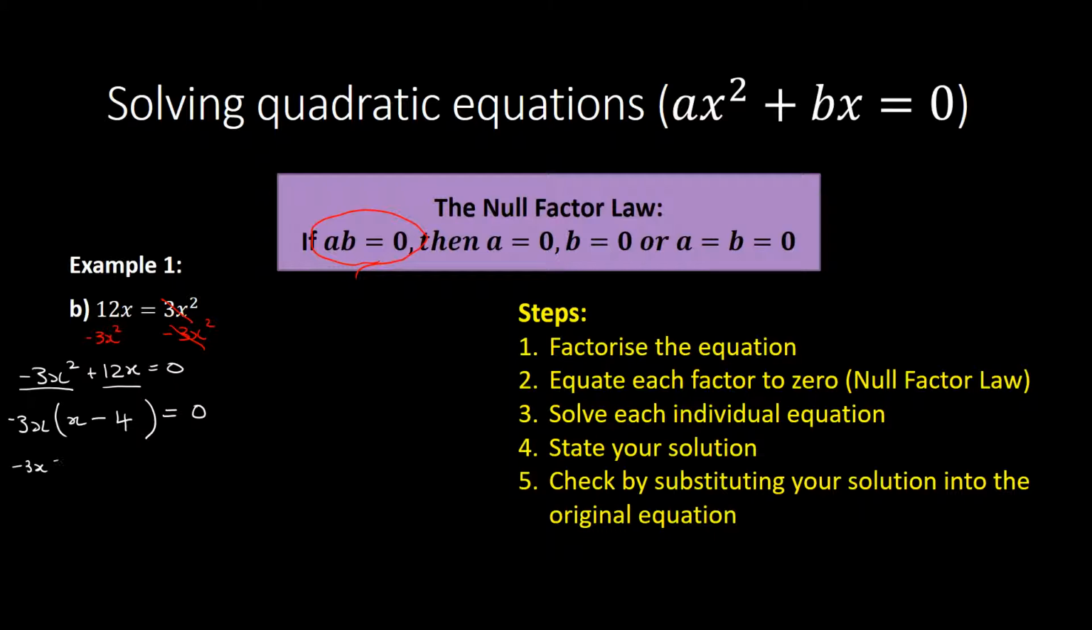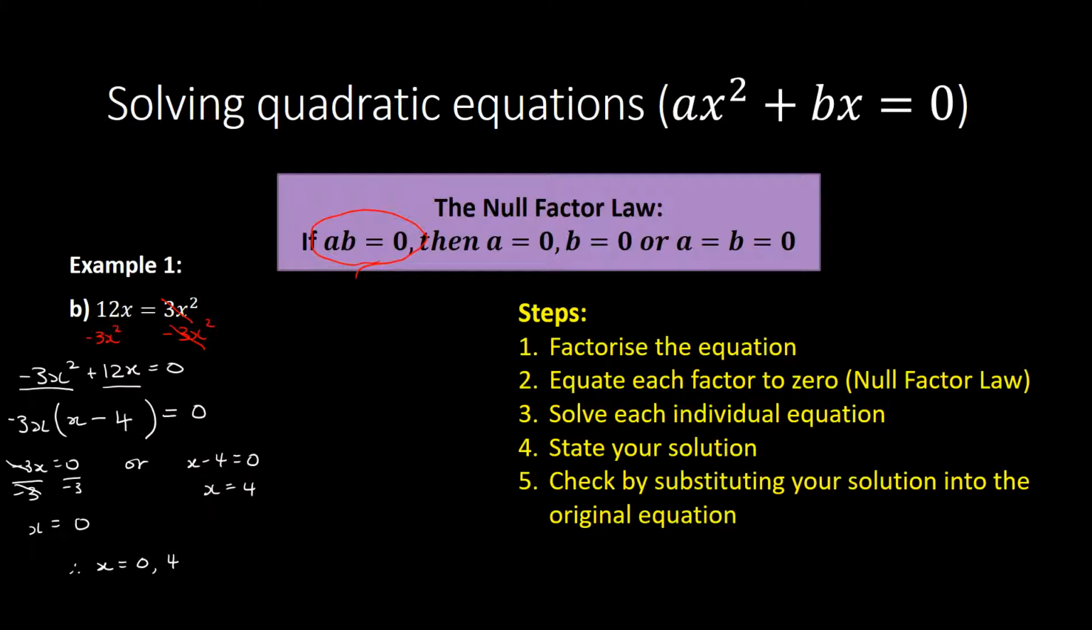and we can say that we know that two things multiply to give us 0, so either the first one is 0 or the second one is 0. For this first one here, negative 3x is equal to 0. We want x by itself, so we divide both sides by negative 3. These cancel out, and we're left with x is equal to 0. On the right-hand side, we've got x, take away 4 is equal to 0. So add 4 to both sides, we get x is equal to 4.